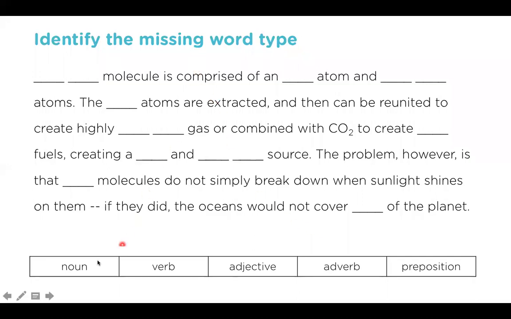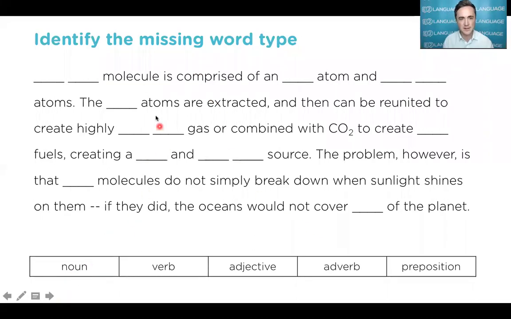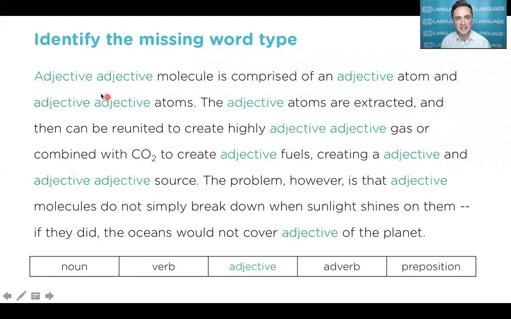That's right. A lot of people wrote nouns, but if we look carefully, molecule is a noun, atom is a noun, atoms is a noun, gas is a noun, source is a noun. So the nouns are there. All the nouns are there. What's missing are all the adjectives. Adjective, adjective, adjective. Lots and lots of adjectives there.